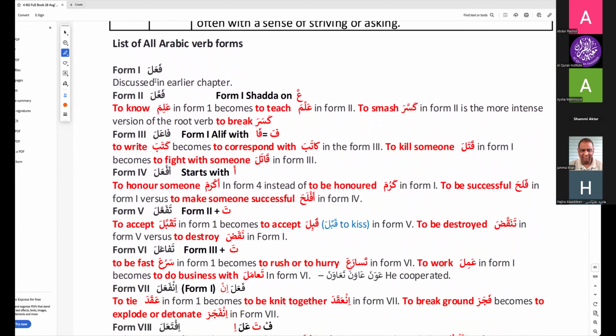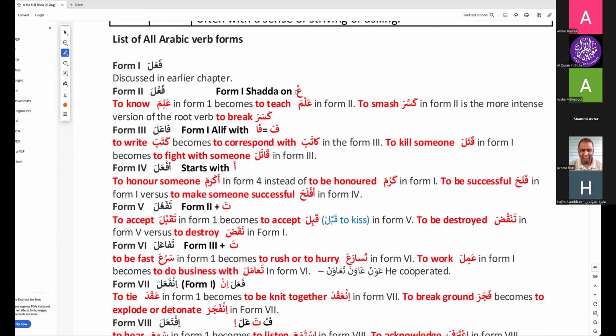Okay, can you see? Fa'ala, discussed in the earlier chapter. Fa'ala is form 1. Form 2 is fa''ala. Form 1, shadda on ain. So if you look at form 1, fa'ala, the ain has got fatha. There is no shadda. It's a simple trilateral verb. Form 2, you will use shadda on top of the ain letter, which means you will pronounce it twice, fa''ala.